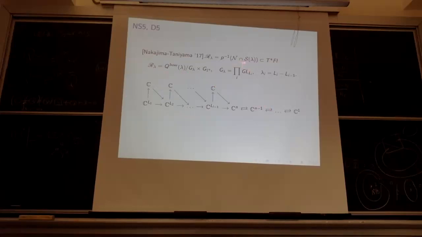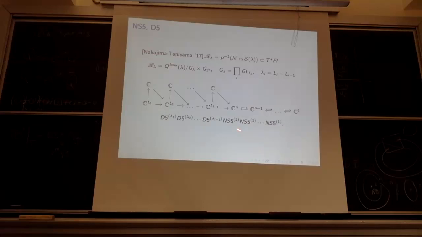And what has been shown by Nakajima and Yama is that the quotient of this quiver by the natural group, which gauges this row, is the resolution of the Slodowy slice to the nilpotent orbit. You take a nilpotent orbit with Jordan type. Yeah, that's right.